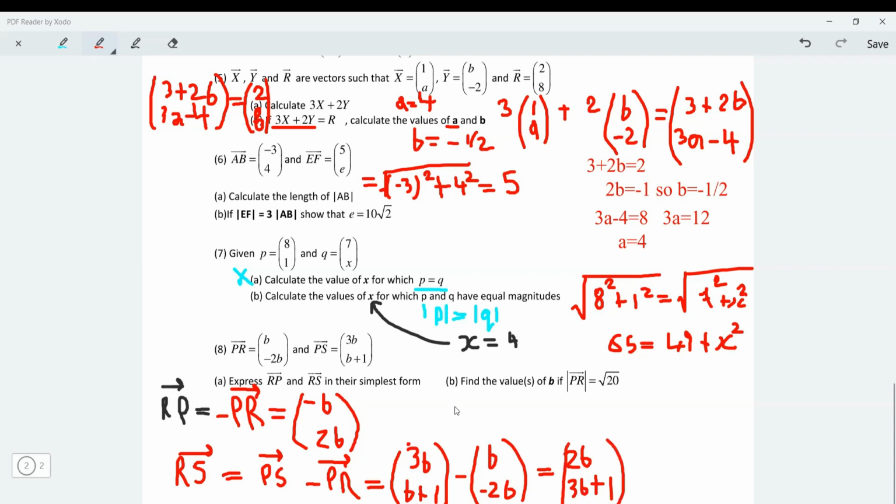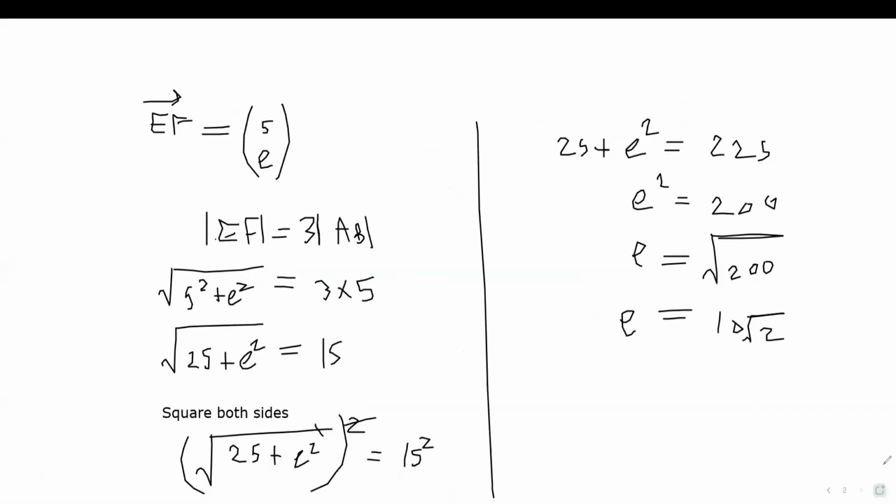That's vector RS. Now they say find the values of b if the magnitude of PR is 20. So the first thing you need to do is write down the expression for vector PR. Remember that vector PR is equal to b minus 2b.